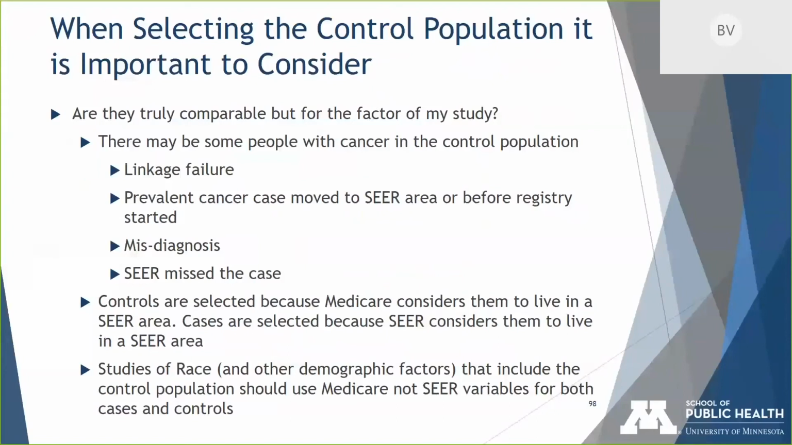And then for studies using race, if you're using the control population, remember that that is a 5% sample that Medicare considers to reside in SEER areas, so your race variables are going to be coming from Medicare. So you want to make sure that for both populations you're using the Medicare race variables for both cases and controls.